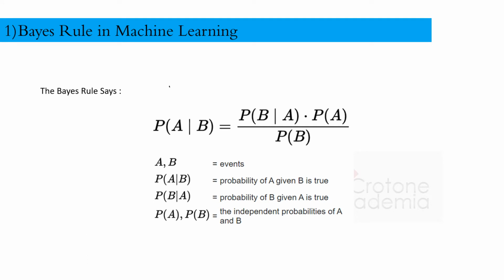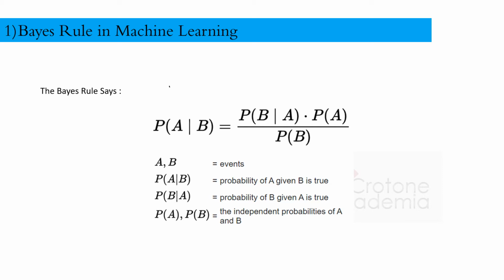Before trying to understand the usage of Bayes rule in machine learning, let's revisit the Bayes rule. Let's assume we have two events or two variables A and B. Then we can write the probability of A given B as the probability of B given A times the probability of A divided by the probability of B.